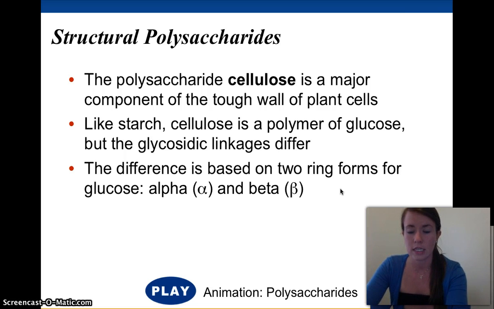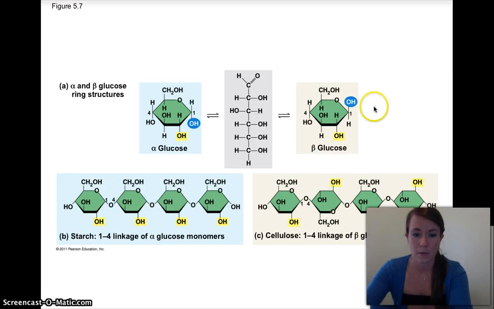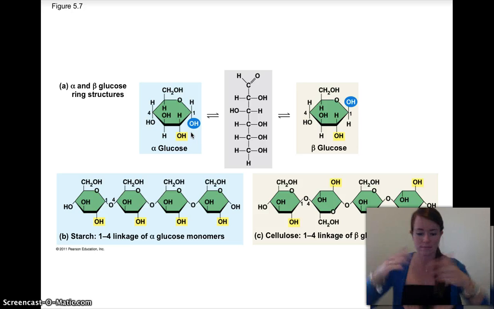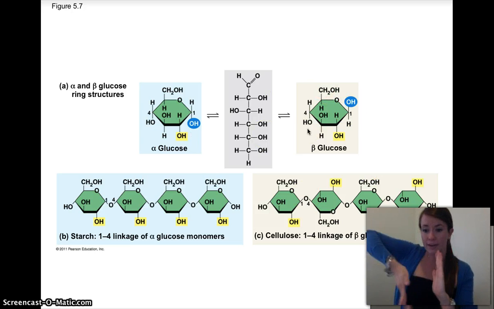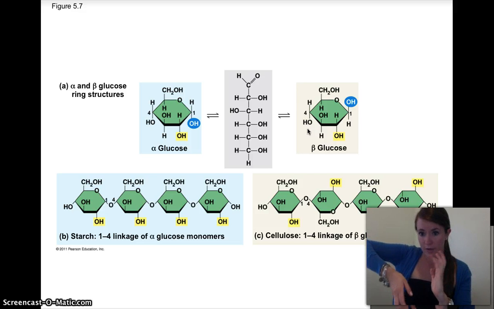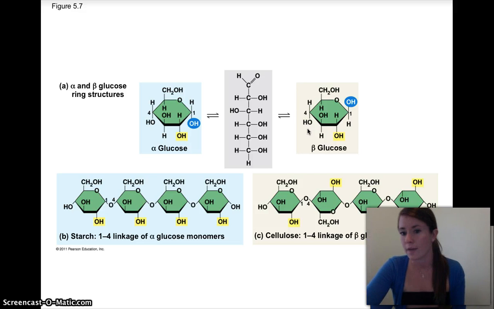And the difference between cellulose and starch is because there are 2 different conformations of glucose, alpha and beta. Here we have alpha glucose. You can see that there's a hydroxide right here, and the hydroxides are right next to each other, so they're cis hydroxides. Whereas on the beta glucose, we have trans now. They're not right next to each other anymore. So it's a different conformation, and it makes for different bonds.